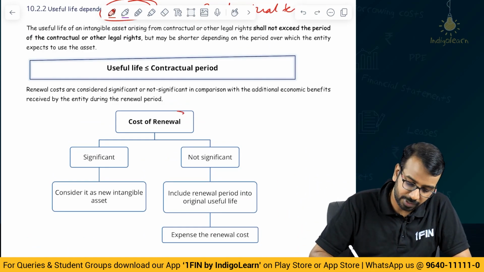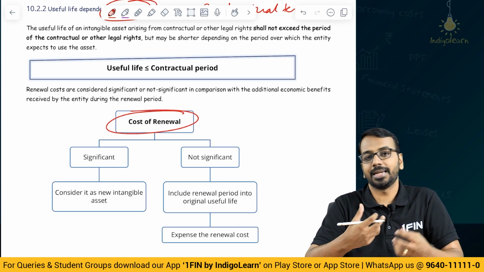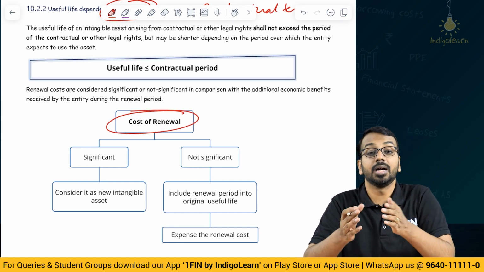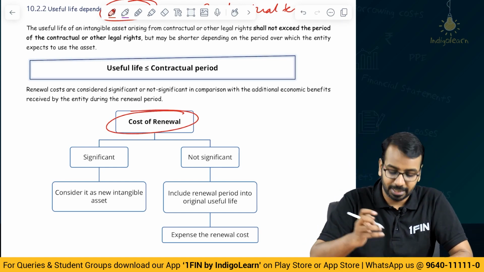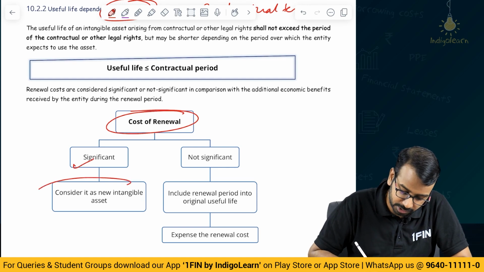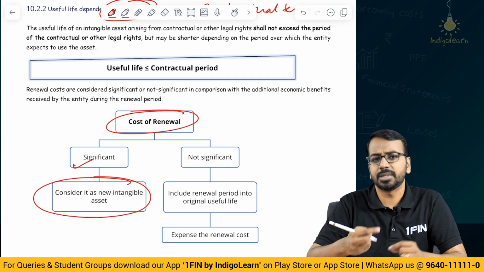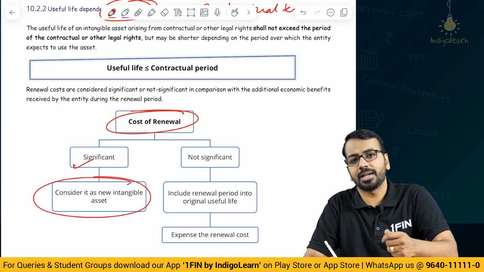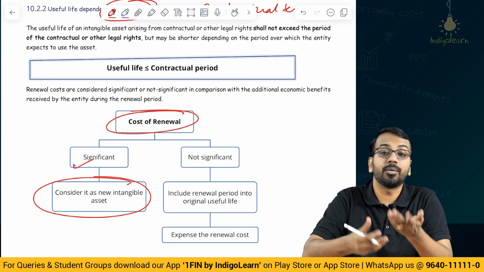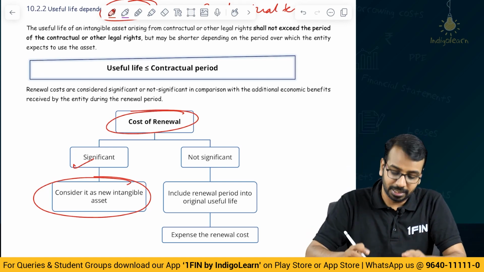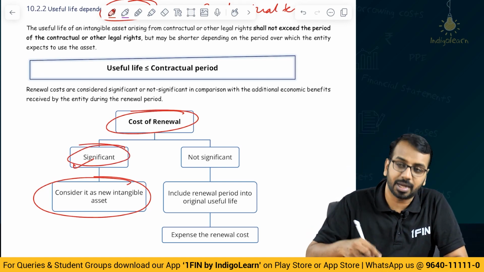Then sometimes we have cost of renewal. So you might have taken an intangible asset for a specified period of time. Now you want to renew the intangible asset. If the cost is significant, you will consider it as a new intangible asset. So basically what you will see is the cost you are incurring on the intangible asset renewal and what is the benefit you are getting. Accordingly, you will see whether the cost is significant or not.